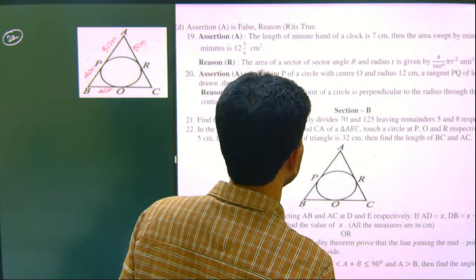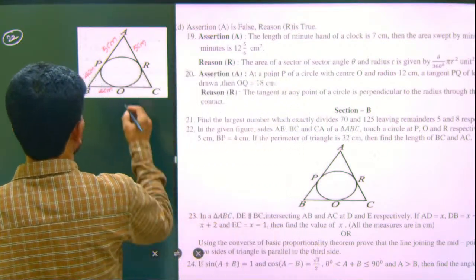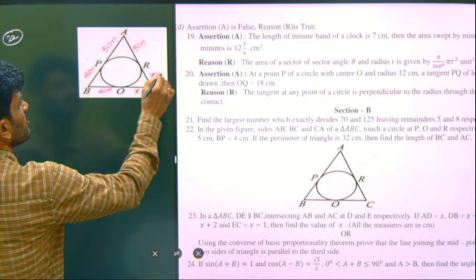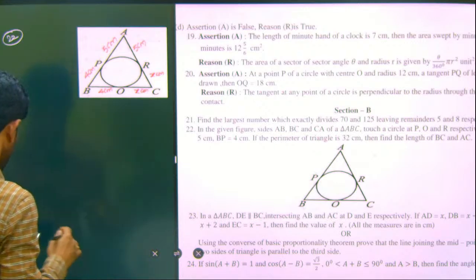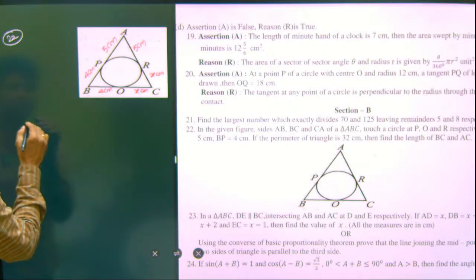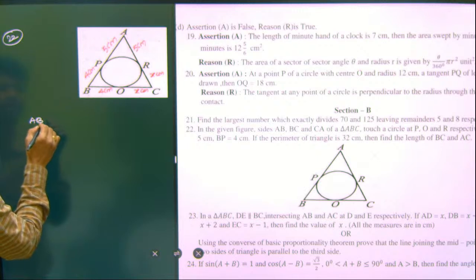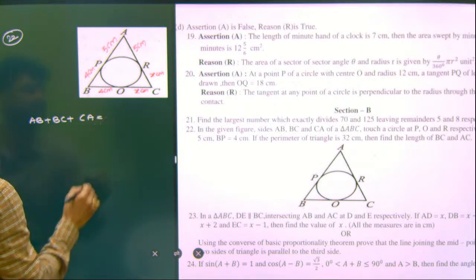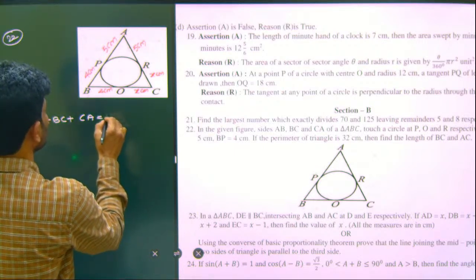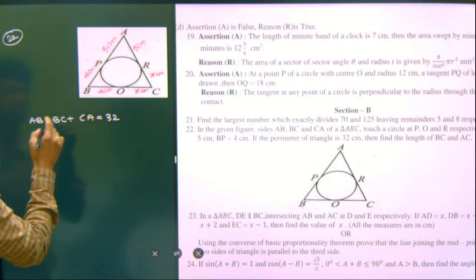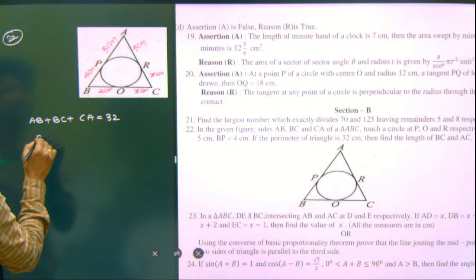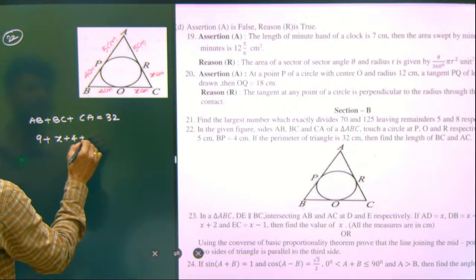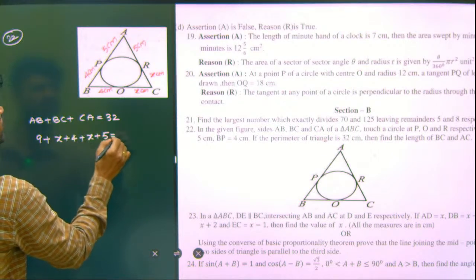Now they are asking to find BC and AC. To get BC and AC, we don't know CQ and CR. Let us take x and x because these two are also equal. Now what is the perimeter? Perimeter of a triangle AB plus BC plus CA is equal to how much? We know 32, because perimeter is given 32. In this, AB is 9, plus BC is x plus 4, plus AC is x plus 5, is equal to 32.